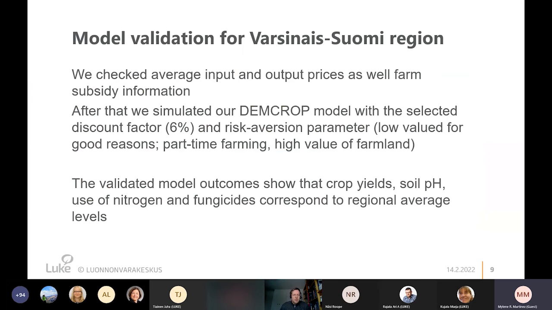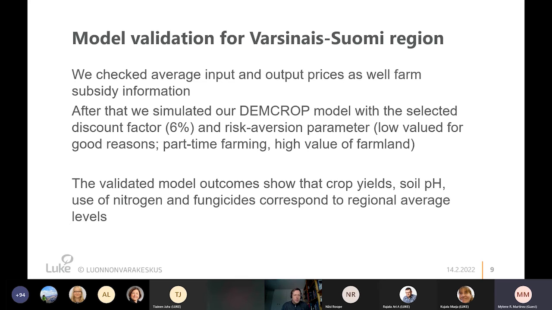And the model is validated. Of course, this kind of model requires validation. Does the model make sense? Does it produce the average yields? And because we use empirical data material and production functions and response functions, we can find that the model fairly well replicates average yields of Southwest Finland.